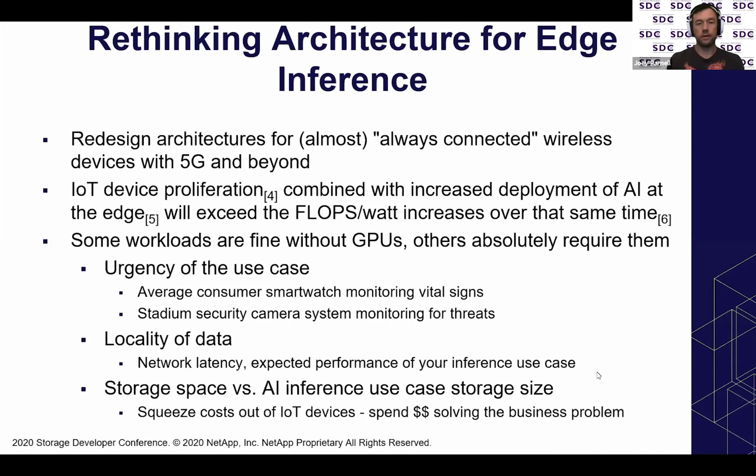And locality of the data matters too. Is network latency going to be an issue? What is the expected performance of your inference use case? Are there service level agreements or quality of service that you've already signed up to achieve, or is it okay that your use case has a higher latency? Finally, a big consideration is storage space versus the size of your inference data.